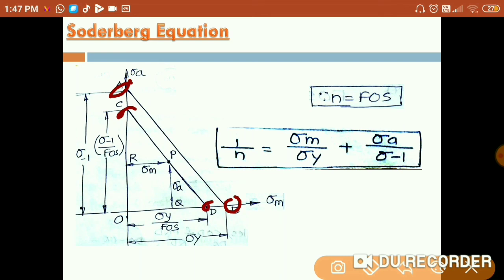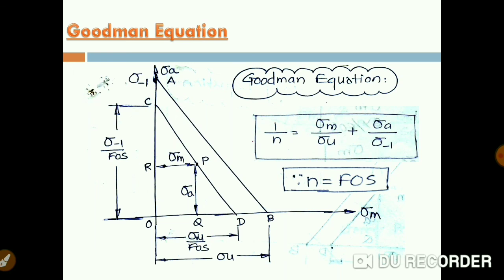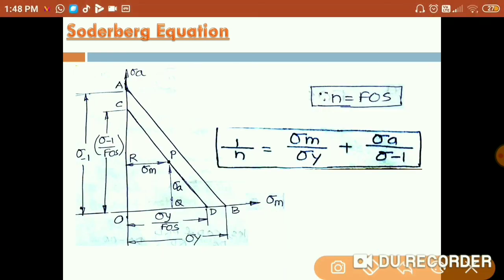By considering similar triangles COD and PQD, if you solve it, you will get one equation by which the factor of safety can be found: 1 upon n is equal to sigma m by sigma y plus sigma a by Se. Se is the endurance limit for the component.